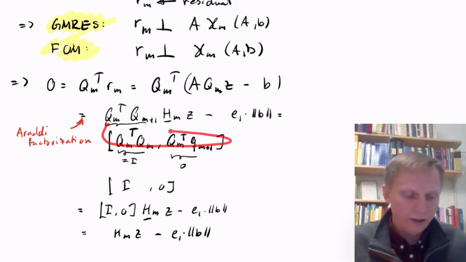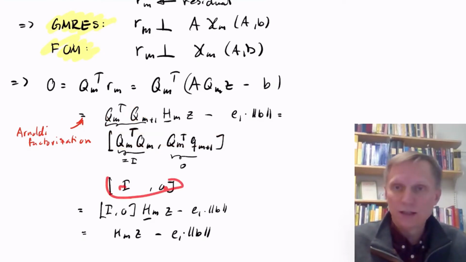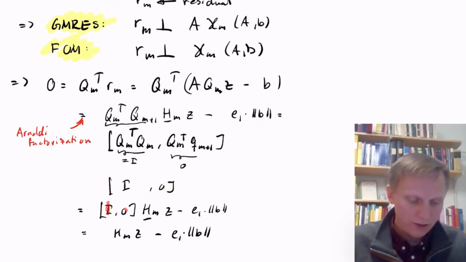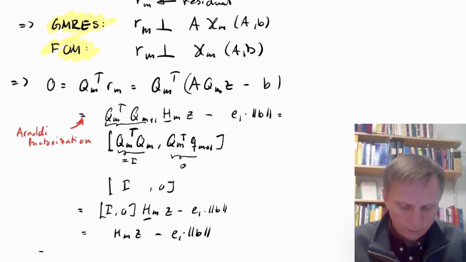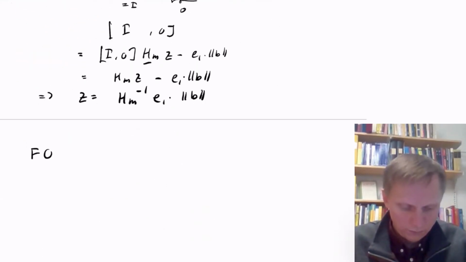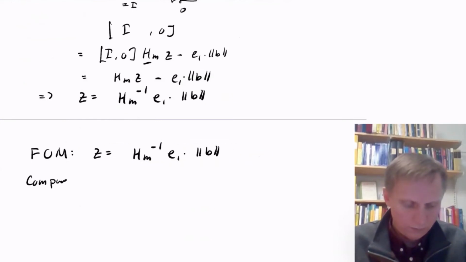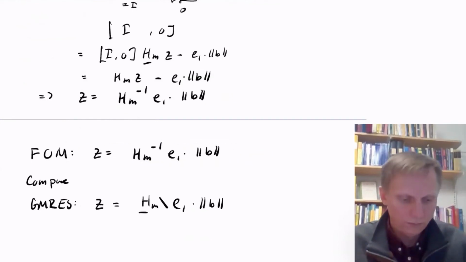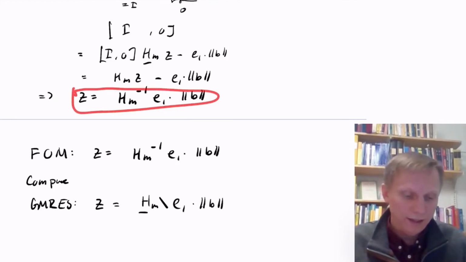Due to the orthogonality of the Krylov subspace, we have that Q_m transpose Q_{m+1} leads to this matrix, identity and a 0 column. And if we multiply the H_m bar matrix with the identity 0 matrix, we get exactly H_m. So now we have an equality here. So we have 0 is equal to H_m z minus e_1 times norm b. By just solving that equation, we obtain that z is equal to H_m inverse e_1 times norm b.